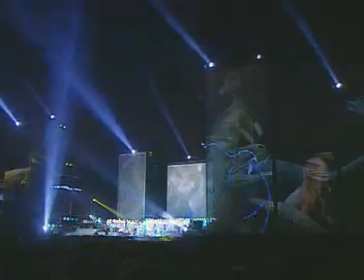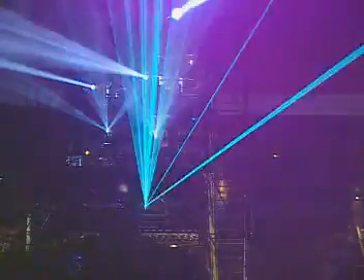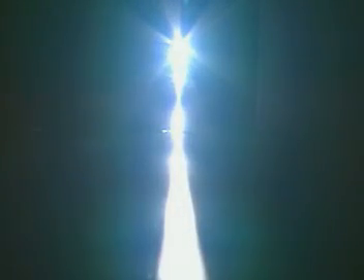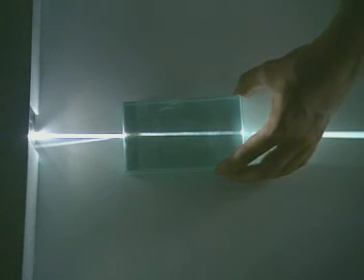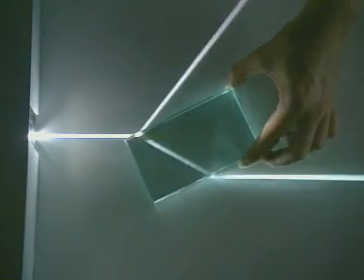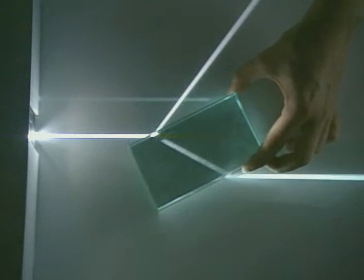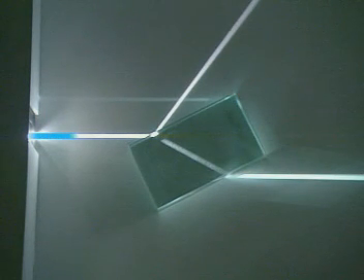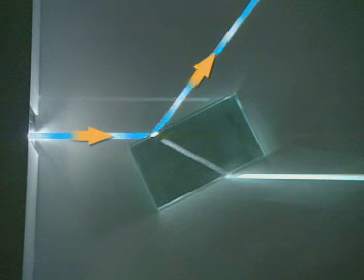Light travels in straight lines. Shining a powerful light source through a thin slit produces a straight, narrow beam. Place a glass block in its path and the beam starts to behave differently as the block is rotated. Some of the light is reflected, the rest passes into the glass.